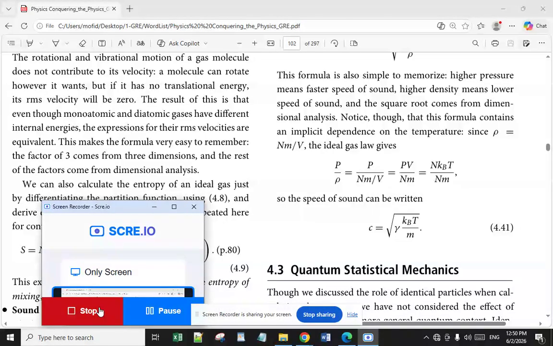Today is the second day of June 2026. Time is 12:15 p.m.